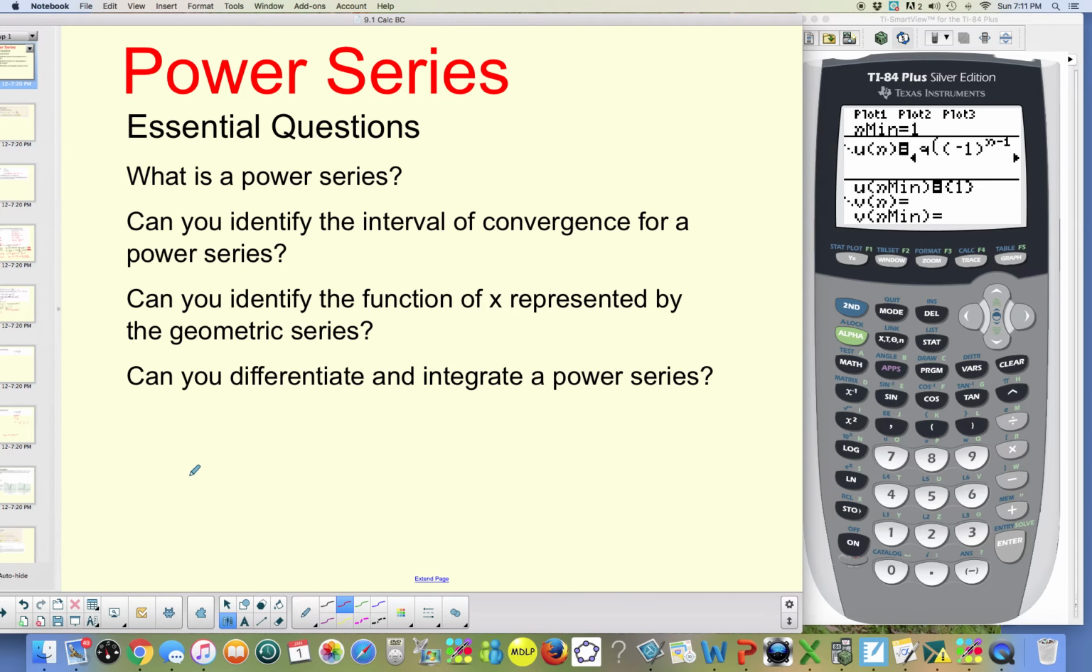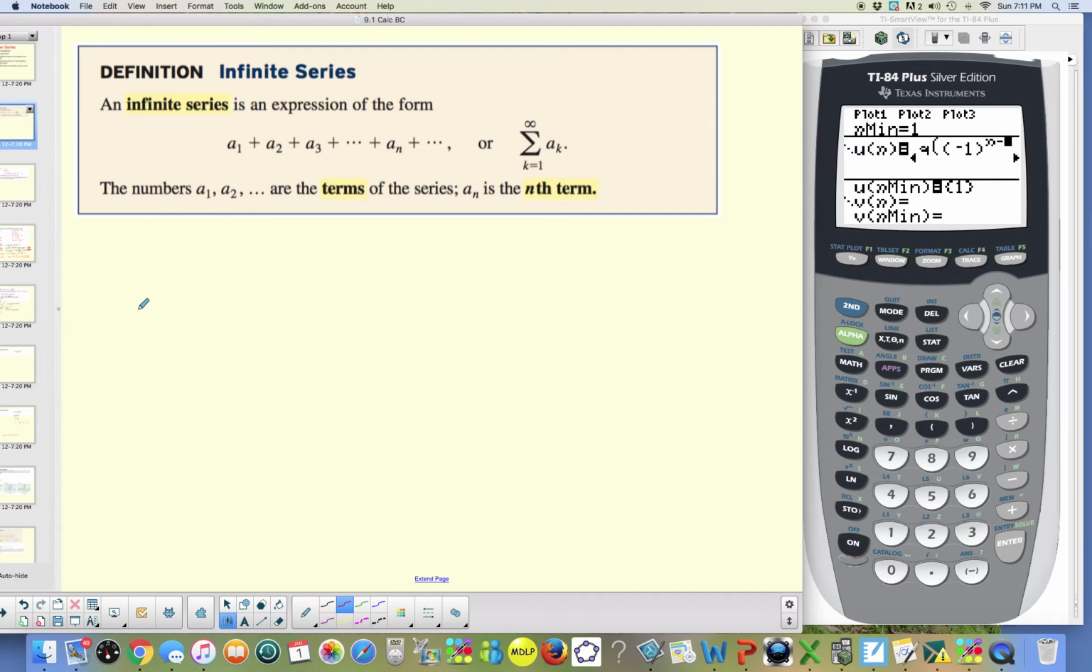Power series. Essential question: What is a power series? And can we identify the interval of convergence for a power series? First, let's talk about what an infinite series is. An infinite series has this expression. Notice that, different from a sequence, it's not only a list of numbers, but this list is being added together.